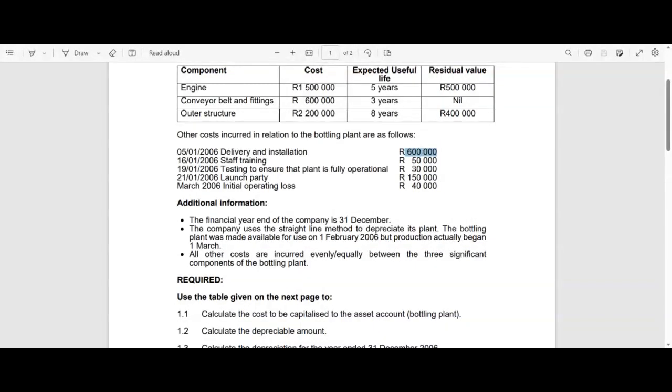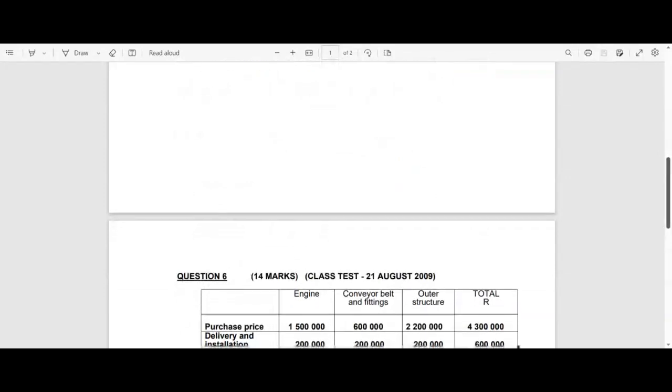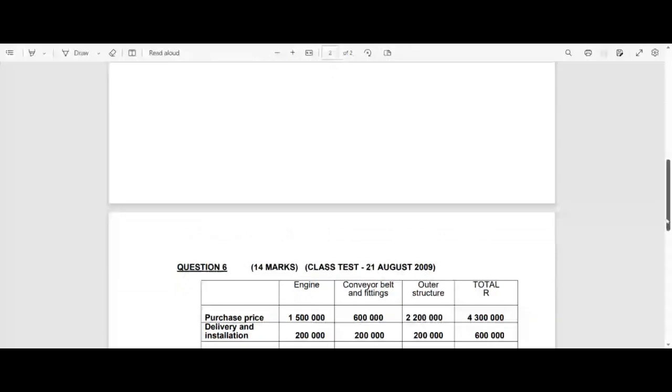So let us go and allocate that. So there we had the purchase price, ladies and gentlemen, of each separate component. Now we've got the 600,000 rands, one category of directly attributable cost, which is the delivery and installation. And that is a total amount of 600,000.